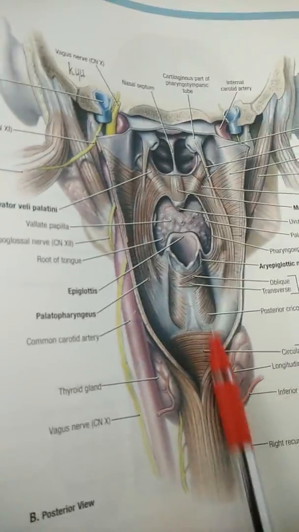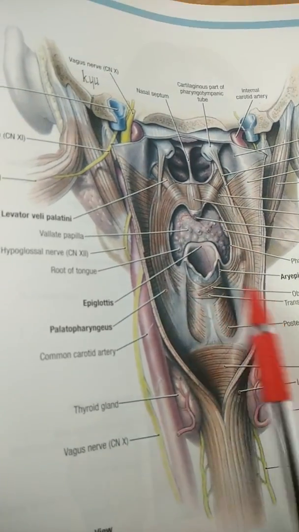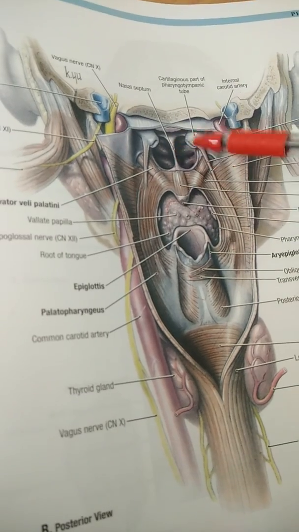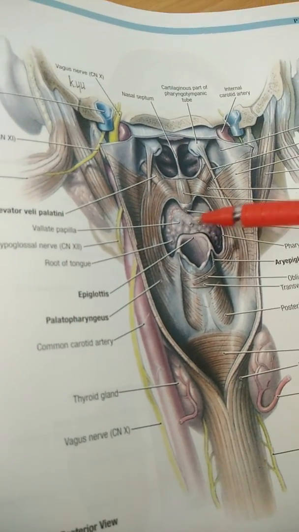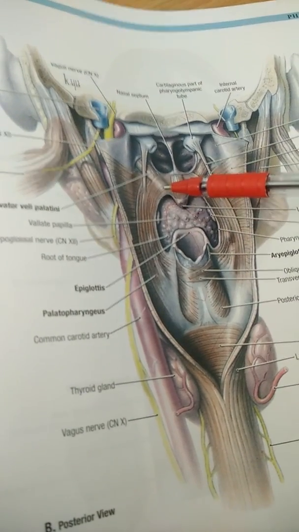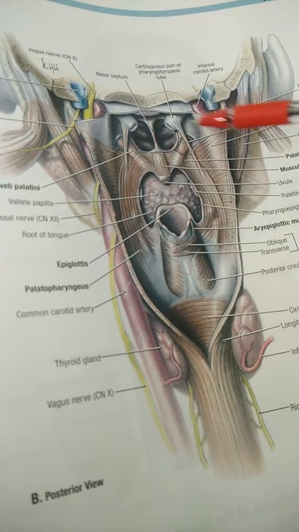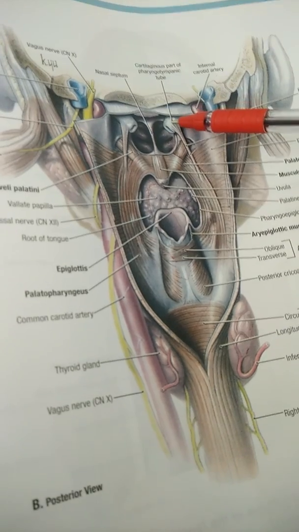Here we can see this is also the posterior view, but we cut the wall of the pharynx to see the interior of the pharynx. So anteriorly this will be the nasal cavity. Here we can see our tongue, this is the palate, this is the larynx. So this space is our pharynx. And this is our auditory tube.